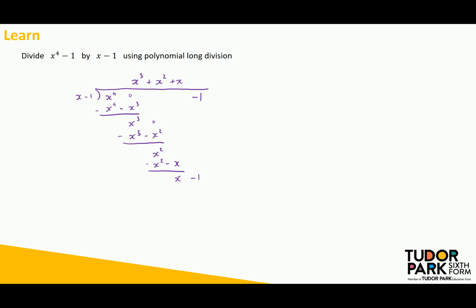What do I need to multiply by this time? Well, plus 1. And I've got here x minus 1. So again, I've got a situation where I've got no remainder. So x to the power of 4 minus 1 divided by x minus 1 is x cubed plus x squared plus x plus 1.